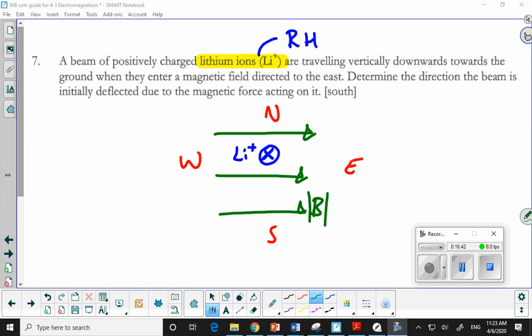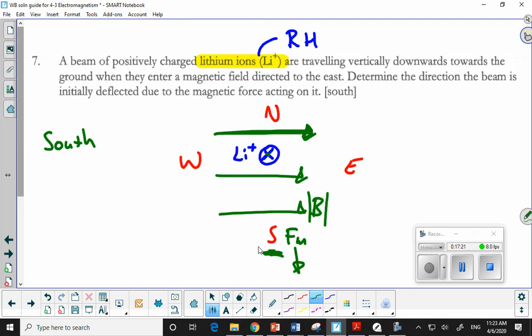The magnetic field, it said, was directed towards the east, so I've drawn that in green. So now I've got my thumb going into the page, my fingers pointing towards the east, to the right-hand side of the page. That leaves my palm facing towards the bottom of the page. The bottom of the page is south, so it's going to be towards the south. So again, thumb going into the page, fingers going towards the right-hand side of the page. That leaves my palm going towards the south. That means the magnetic force is down.